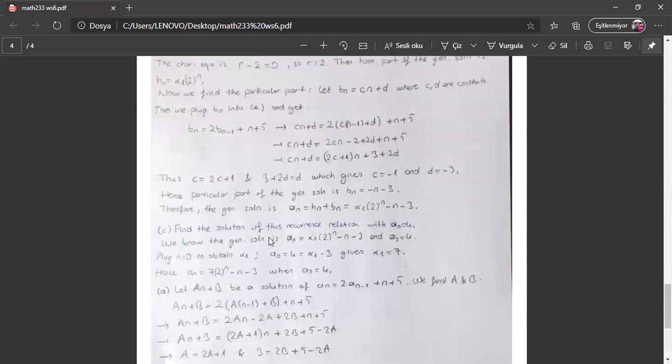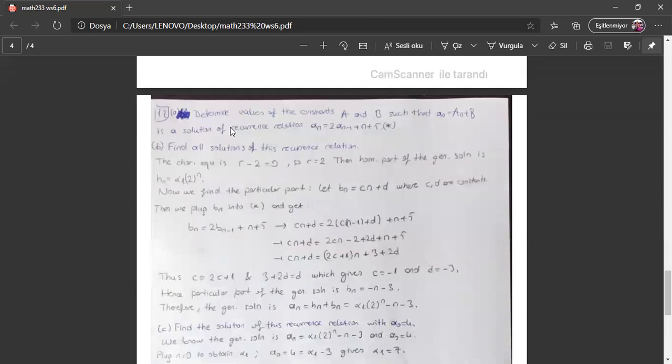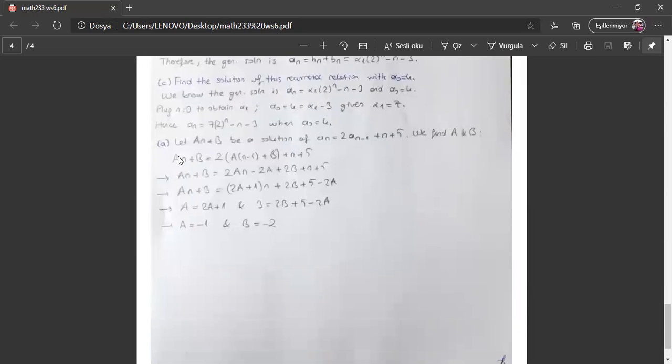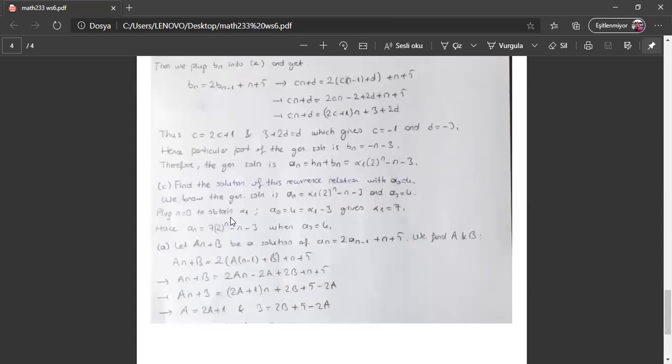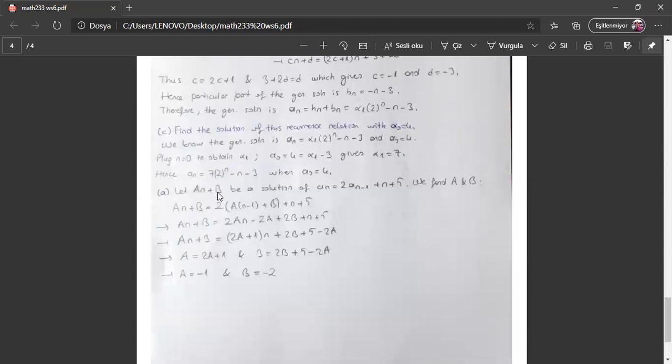What about this? This is the last question, I guess. So first, we determine values of the constants a and b, such that a_n equals a_{n-1}. There's a typo in the worksheet, so it should be a times n plus b, okay? So for this relation, what do we do? Sorry, I forgot to solve this part first. So here we have an plus b, and we have this relation. We just plug an plus b for a sub n.